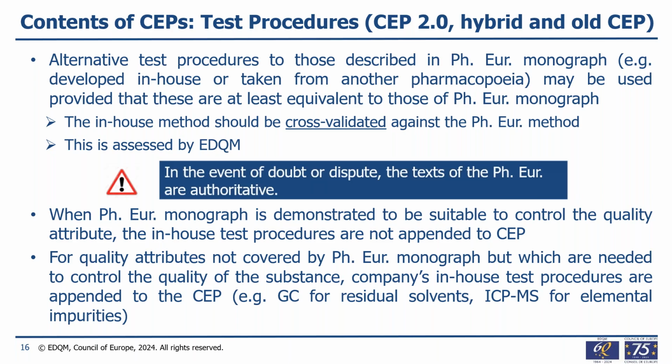When the EP monograph is demonstrated to be suitable to control the quality of the substance, the in-house tests are not appended to the CEP.